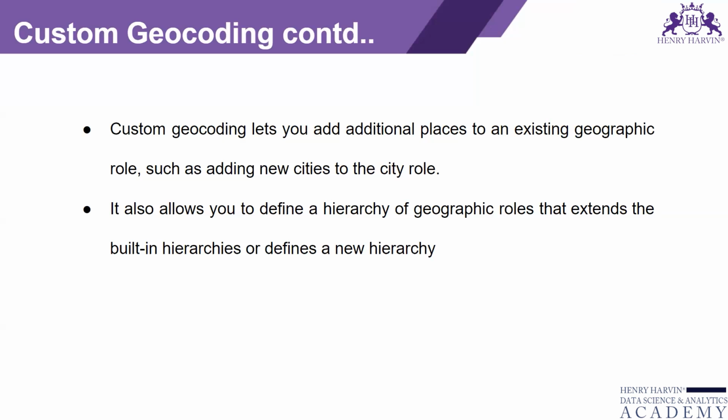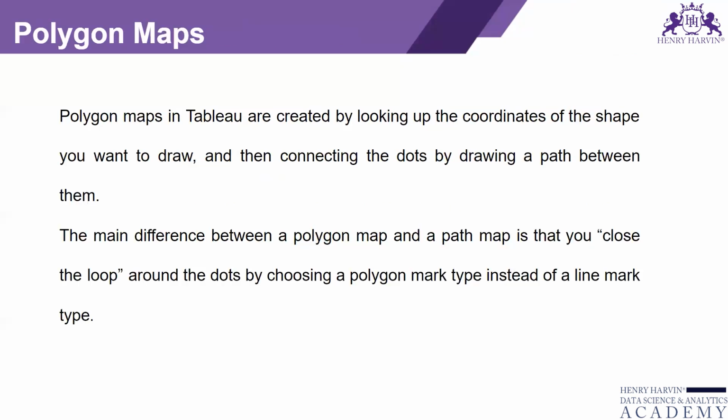Now the next thing is something called polygon maps. Polygon maps in Tableau are created by looking up the coordinates of the shape you want to draw and then connecting the dots by drawing a path between them. Okay. The main difference between a polygon map and a path map is that you close the loop around the dots by choosing the polygon mark type instead of a line mark type.